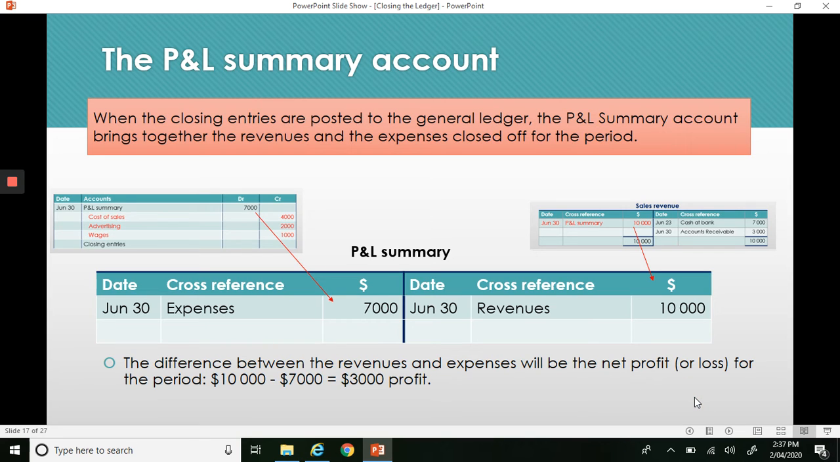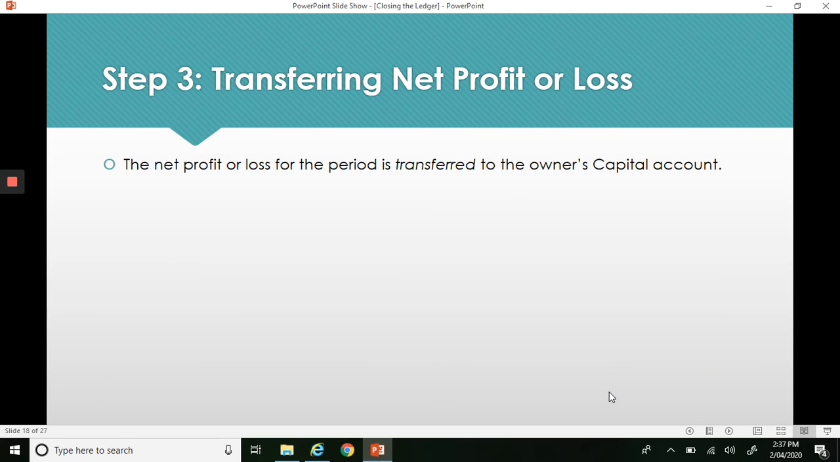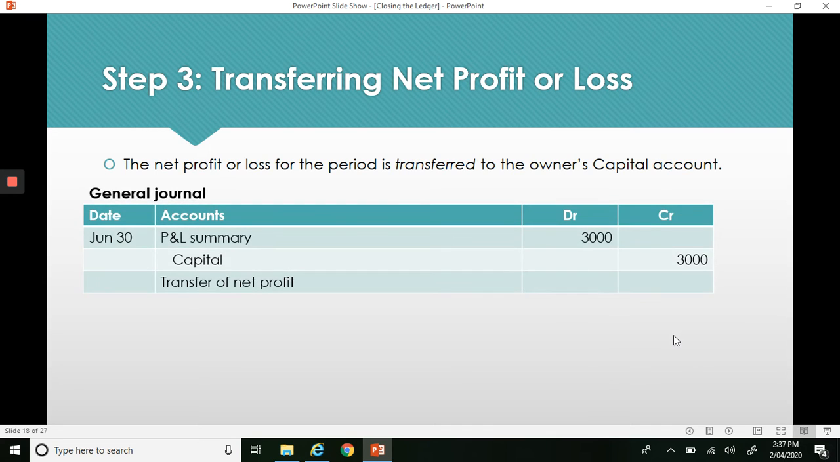The difference between the revenues and expenses will be the net profit or the loss for the period. In this case, the revenues of 10,000 minus the expenses of 7,000 gives you a profit of 3,000. So that brings us to the next step, which is transferring to the capital account. So that's step 3. The net profit or loss of the period is then transferred to the owner's capital account.